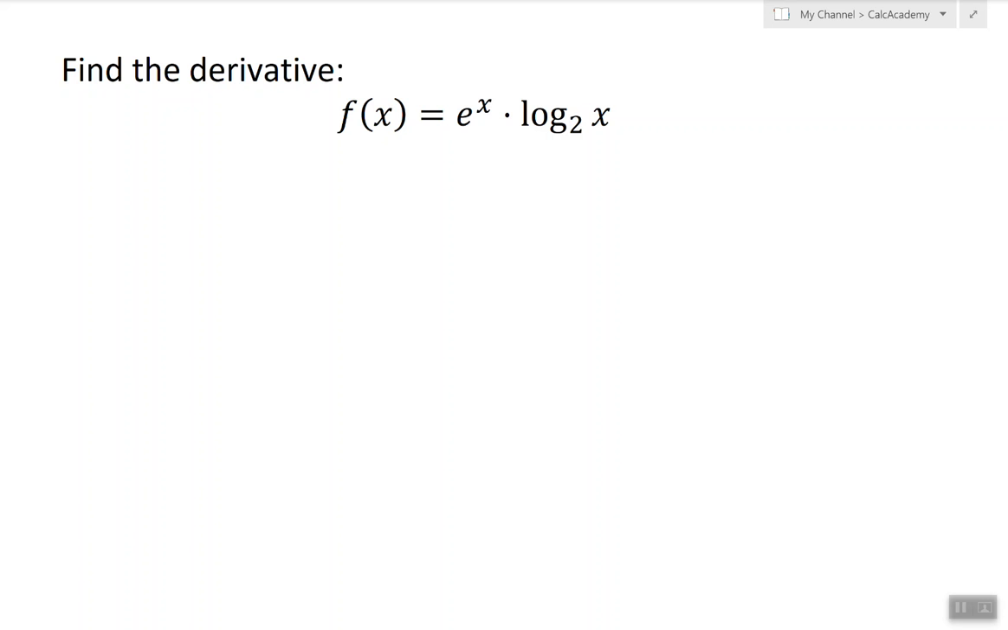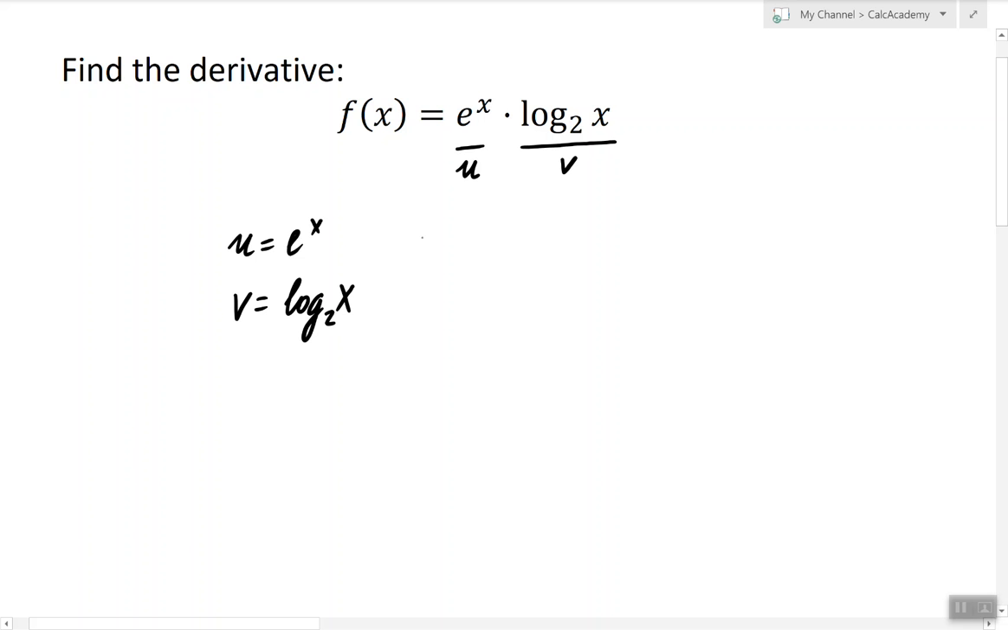In this video, I will show how to find the derivative of a product of two functions. So here we have a function that is a product of e to the x and log of x base 2. So we can call it u and v, and u is e to the x, v is log of x base 2. Derivative of u is e to the x, and derivative of v is 1 over x ln 2.